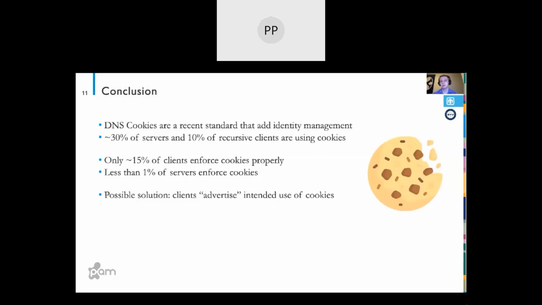In summary, the DNS is vulnerable to identity management attacks, such as cache poisoning and denial of service. DNS cookies are a standardized mechanism to mitigate these attacks. We were the first to measure adoption of DNS cookies, and we found that around 30% of servers and 10% of recursive clients were using them. However, very few clients or servers were actually enforcing cookies, and as a result, those identity management attacks still exist, even for those who have adopted cookies. Our proposed solution, which we leave to future work, is a mechanism for clients to advertise their use of cookies. Thank you.